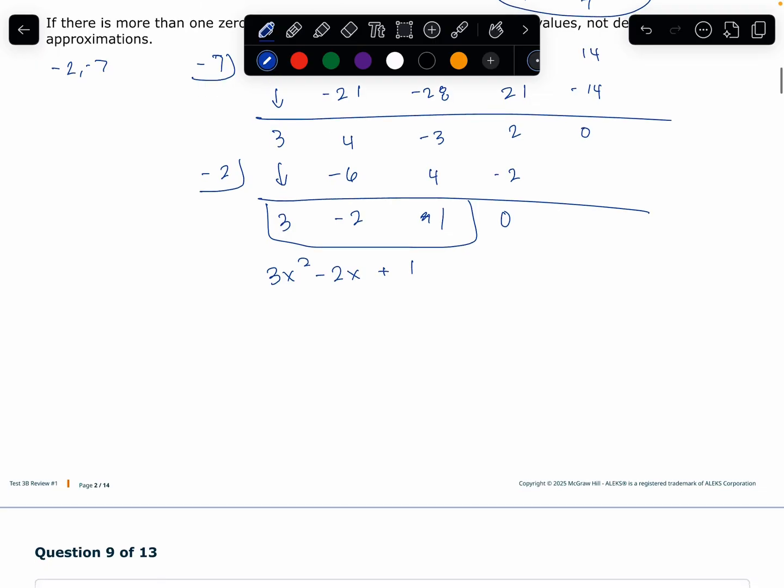And then we're going to use the quadratic formula. So we got a, b, and c. So x is going to be equal to 2 plus or minus the square root of 4 minus 4 times a times c, all over 2 times a. So this is 2 plus or minus the square root of 4 minus 4 times 3 times 1. And I get negative 8. So I have negative root.